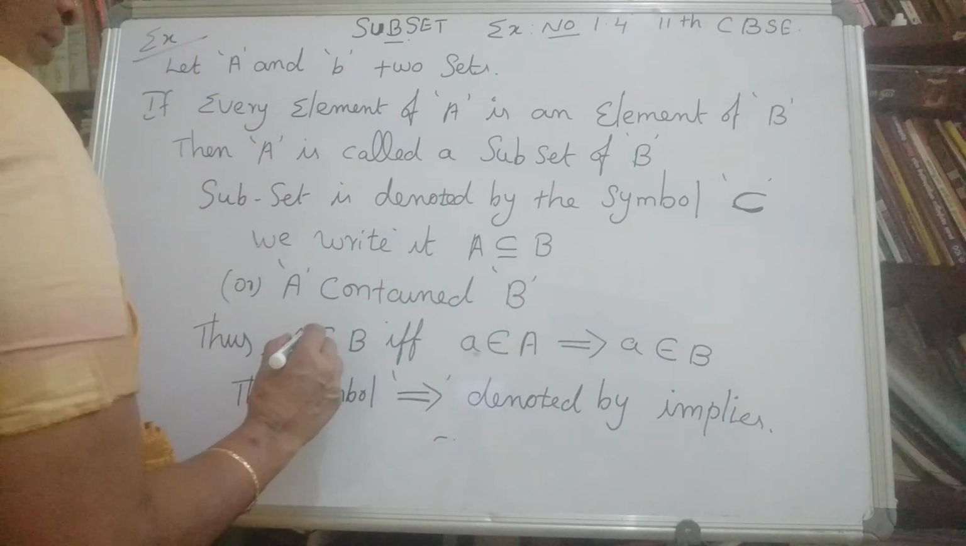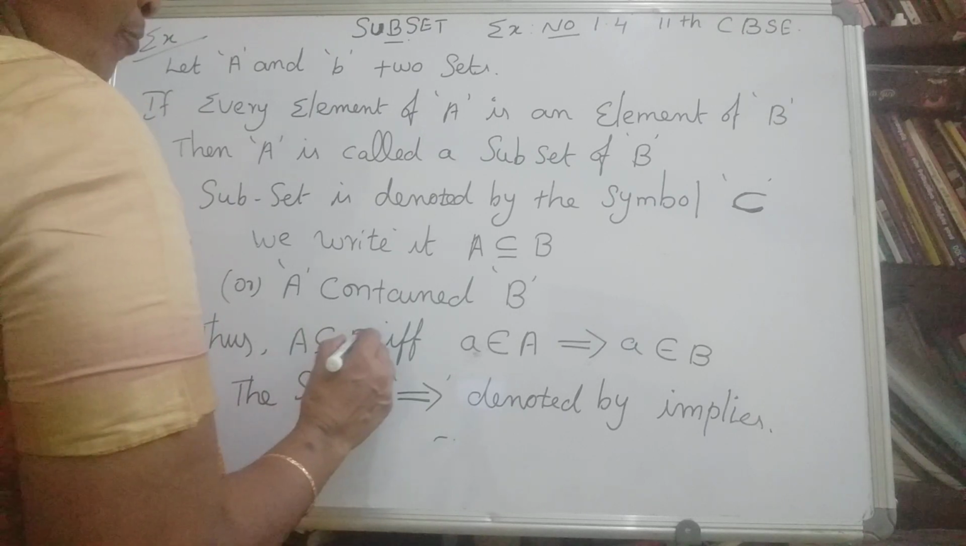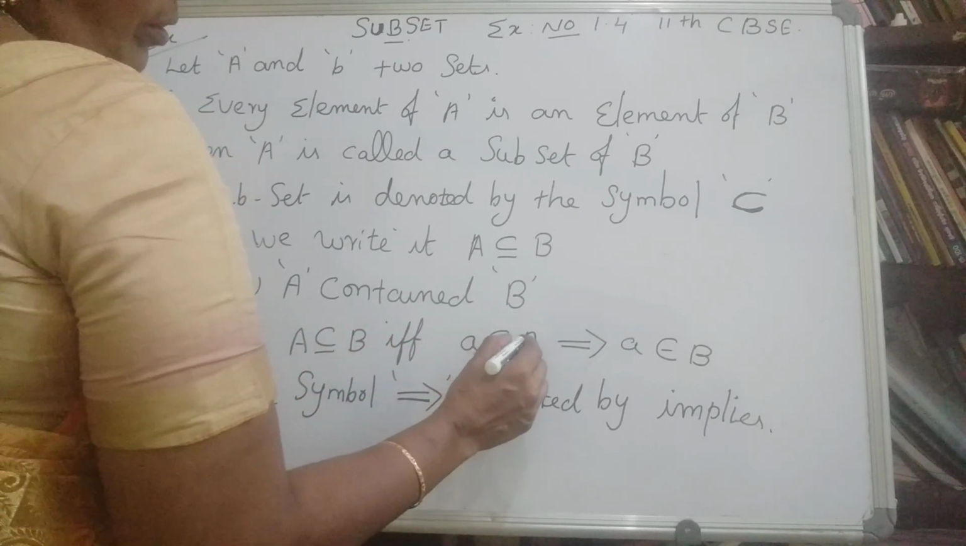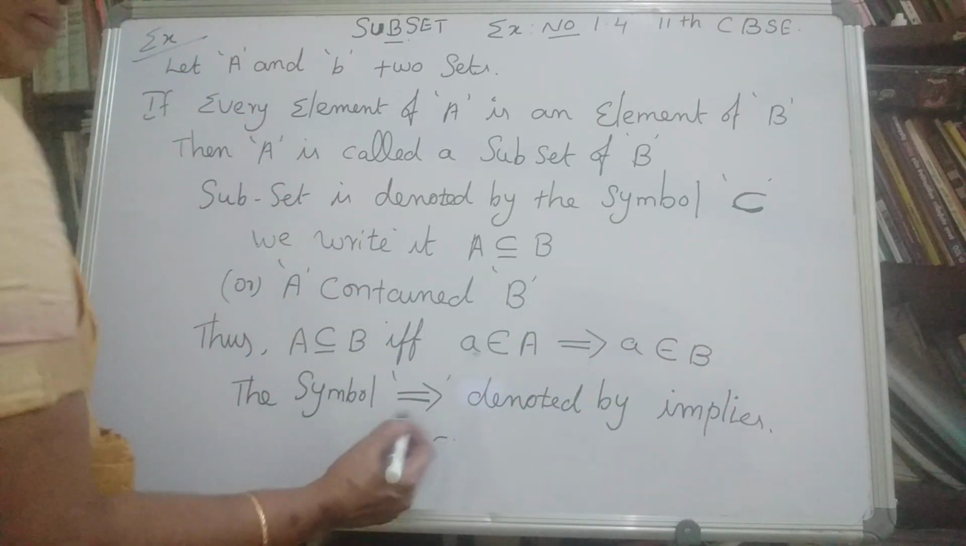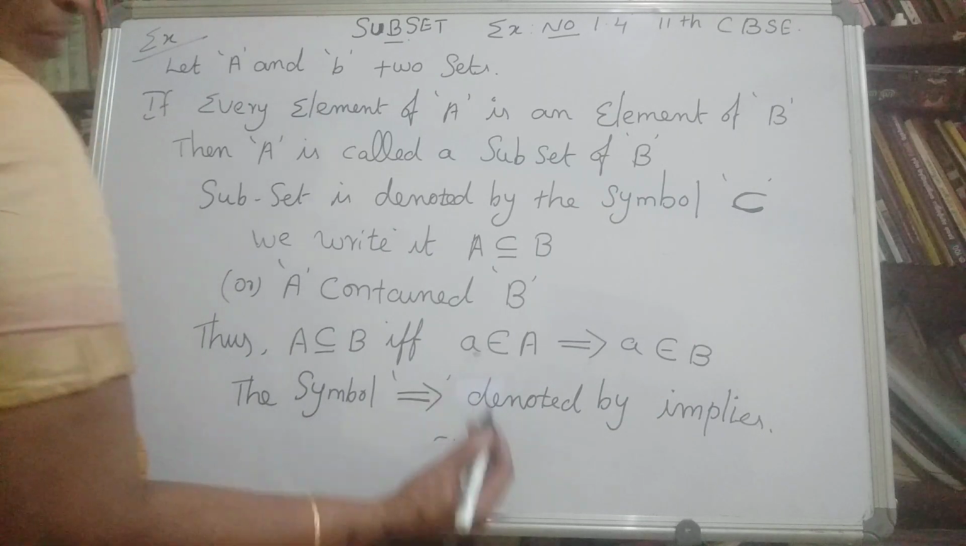Thus, A is a subset of B if a belongs to A implies a belongs to B. The symbol implies is denoted by this one. That's all.